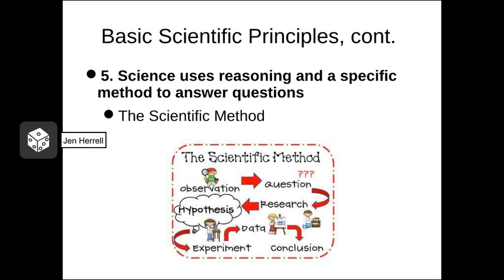Scientific principle number 5. When we answer a question in science, we use reasoning and a specific set of steps to answer that question. And we call these steps the scientific method. We'll be going over the steps of the scientific method in detail in just a minute.